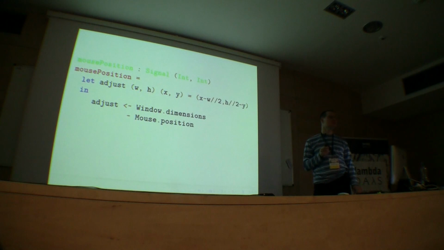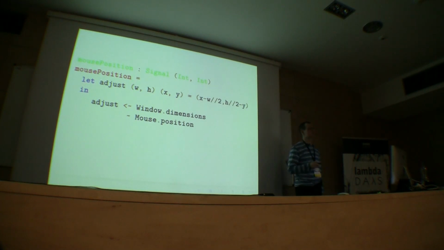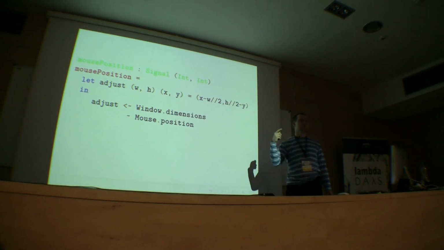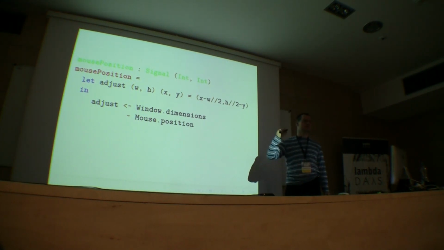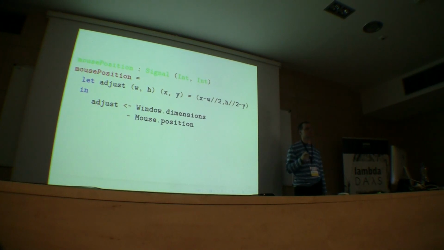Now what I want to do is change the coordinate system of the mouse. So instead of having the origin in the top left corner, I want to have it in the center, and I want the coordinates to grow to the right and to the top. In order to do that, I need to know the dimensions of the screen, which are also changing, right? Because I can change the size of the browser. So they are also represented as a signal.